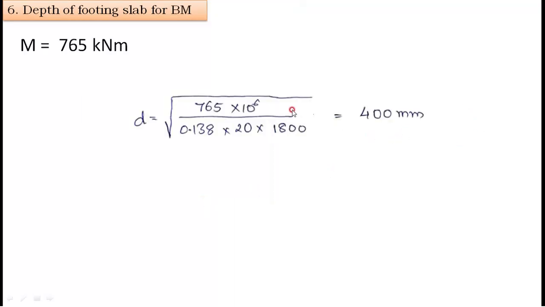Here you need to concentrate. Here this is 1800. Even though it is a slab, I am not considering it as a slab; it should actually be treated as a beam only. I am not considering 1000 mm, I am considering 1800. Therefore I got 400 mm depth here.